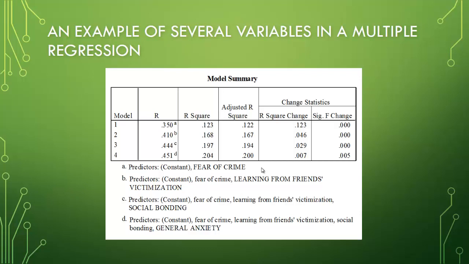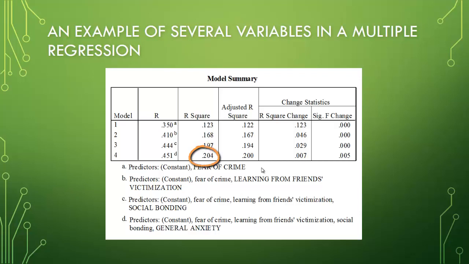So notice model 1 only has fear of crime. Model 2 has fear of crime and learning from friends victimization. The third model has both of those and adds social bonding. And the fourth model has all 3 of those and adds general anxiety. So let's draw the attention to the fourth model that includes all 4 variables.